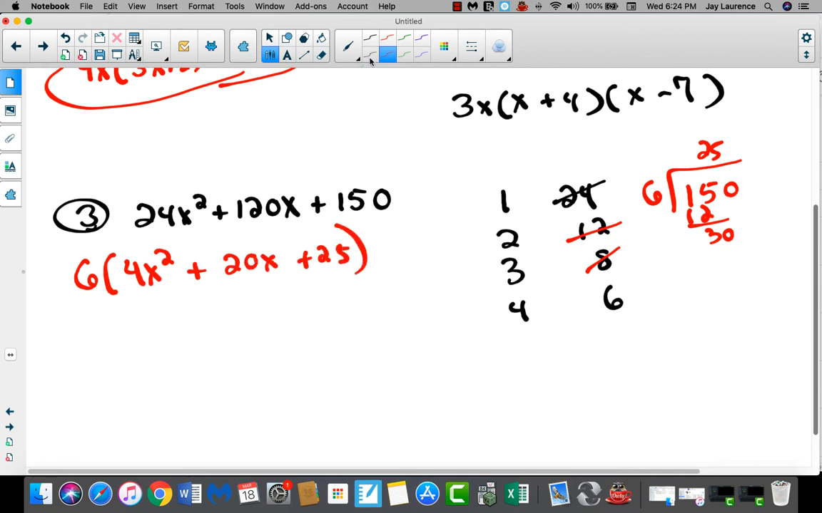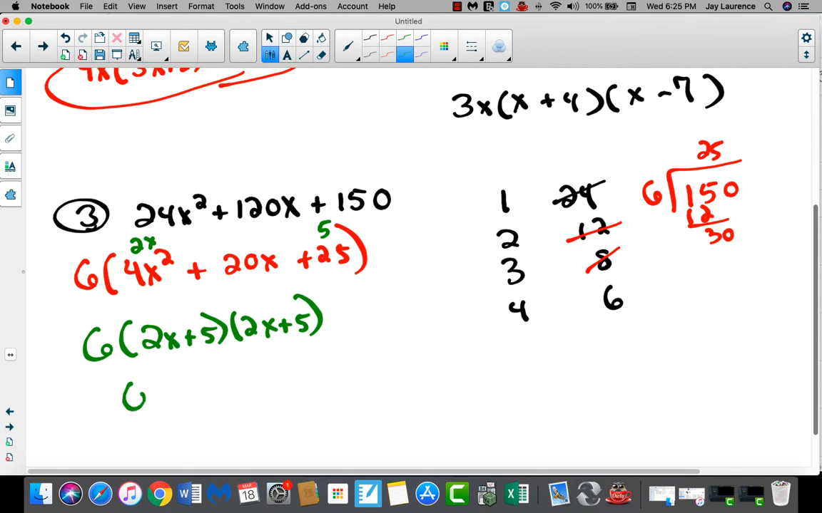All right, now don't stop there, because look inside. I think we have a perfect square trinomial. The square root of this is 2x. Square root of this is 5. Multiply together 10x, doubled 20x. This is a perfect square trinomial. It's going to factor as 6 times the quantity 2x plus 5 times the quantity 2x plus 5. Or if you were lazy, you could have done this. There's nothing wrong with it. It's perfectly acceptable. It means the same exact thing.